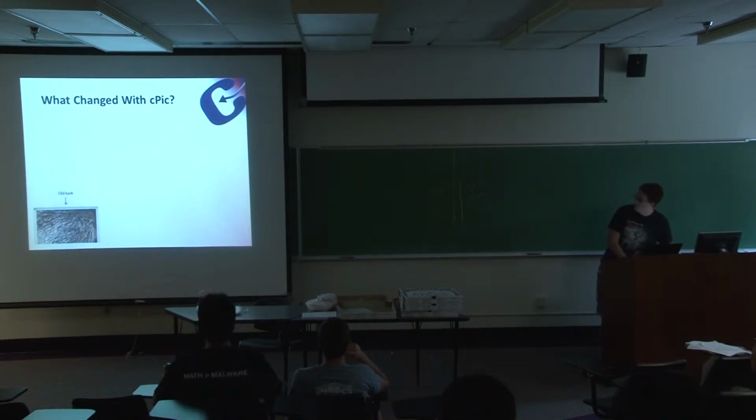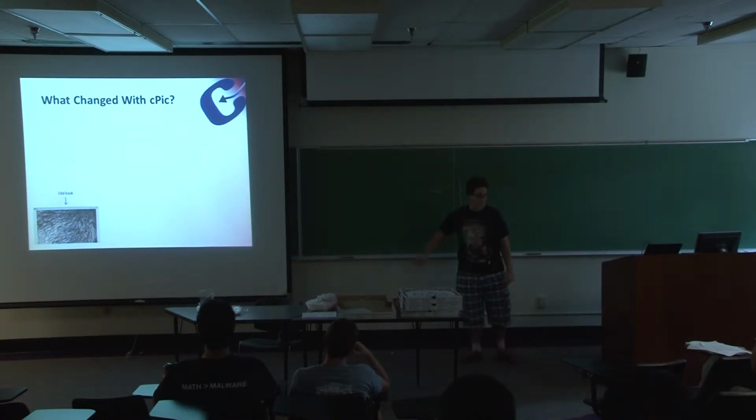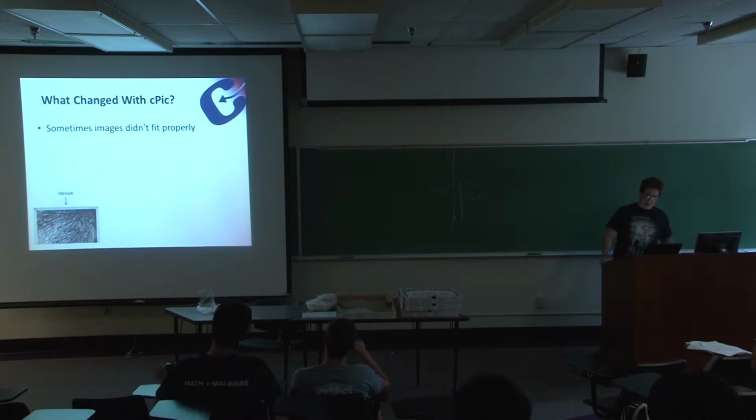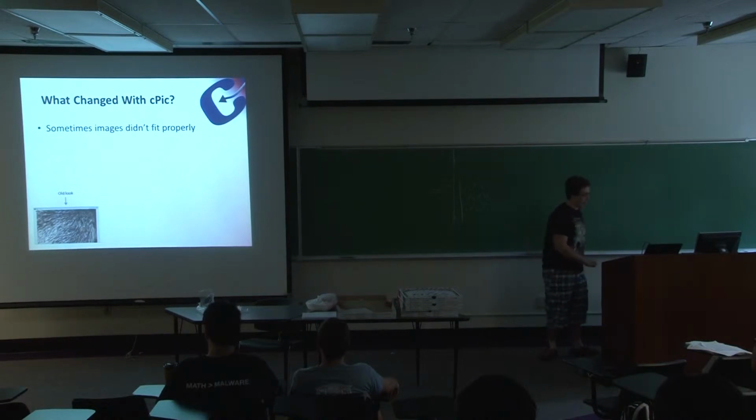So let's change the CPIC. First we have the old look down there. That's an example, a 16 by 9 picture. It would sometimes have a weird border that would appear on the side. Of course, you have the title bar. Back then, images didn't always fit properly. You would sometimes have black borders, white borders, depending on what happened.